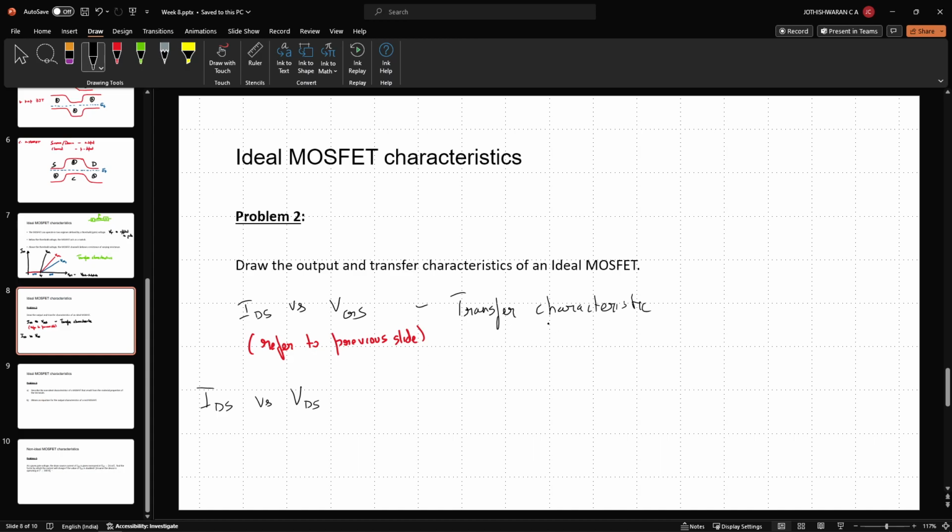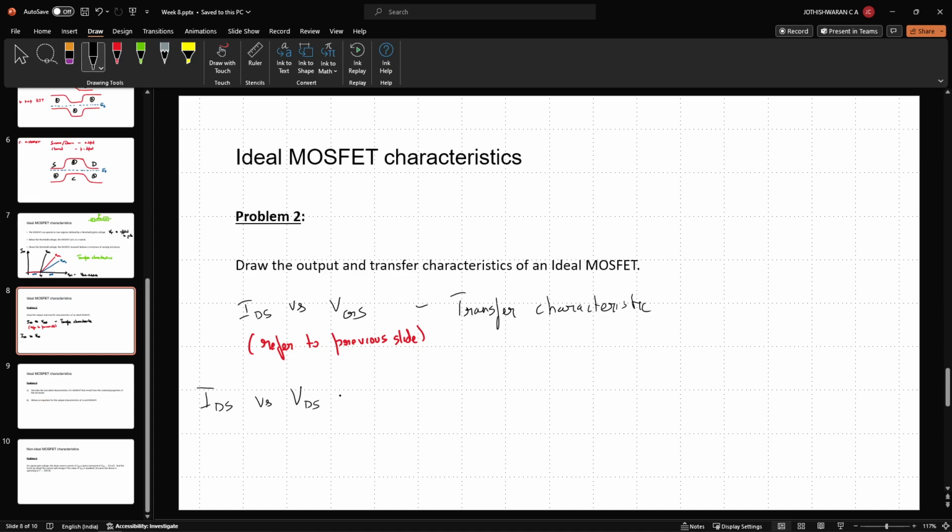So it is a device that is capable of having both a transconductance and a resistance. So that is where we get the word transistor from.